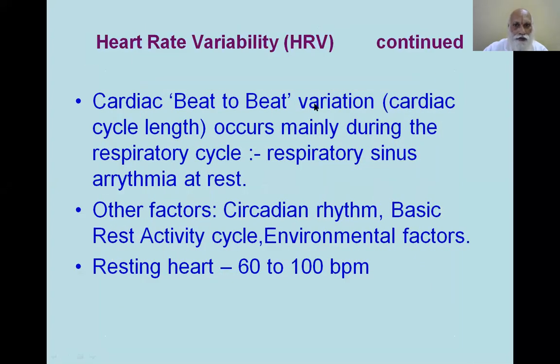The cardiac beat to beat variation of the cardiac cycle length occurs mainly during the respiratory cycle, which we have already mentioned and shown one diagram in the beginning. So that's what is respiratory sinus arrhythmia at rest. Now, not only the respiratory sinus arrhythmia is the cause for this type of variation, though this is the main one. You have other factors also, which are circadian rhythms, that means day and night cycles. Then basic rest and activity cycles.